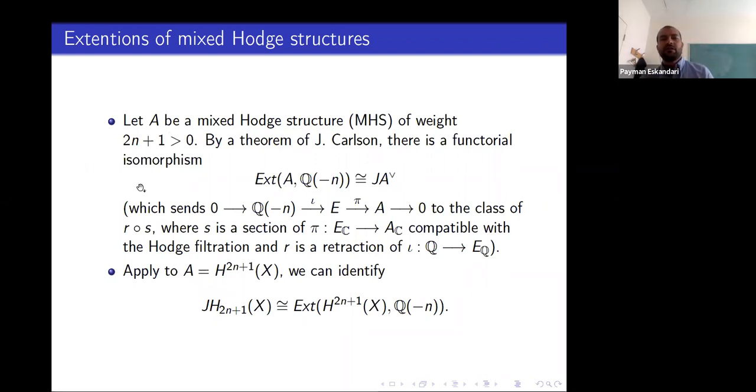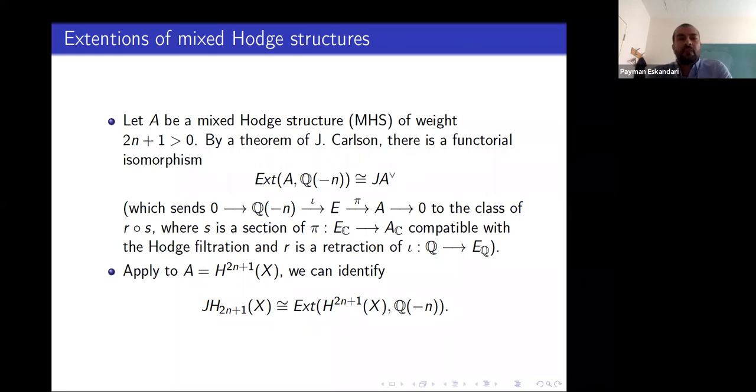As I said, it's more general than this. The condition that the weight be positive, you can get rid of that. It's a general result about extensions of mixed Hodge structures. Now, if you take A to be H_{2n+1} of X, X being a smooth projective variety, then we can identify the extensions of H_{2n+1} by Q(-n) with the intermediate Jacobian of the degree 2n plus 1 homology. The reason this is important and interesting is that the Abel-Jacobi map takes algebraic cycles to an intermediate Jacobian like this, which can be identified with an Ext group of mixed Hodge structures. So you get from algebraic cycles to Ext groups of mixed Hodge structures.